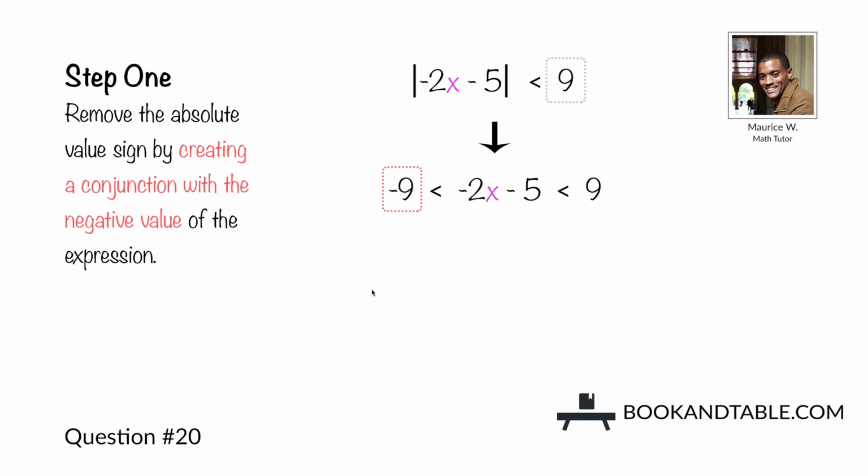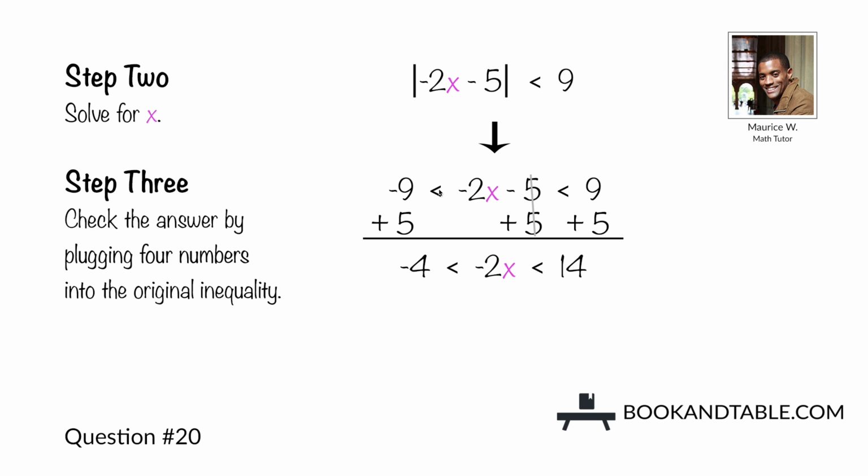Step 1. Remove the absolute value sign by creating a conjunction with the negative value of the expression. So when you have the absolute value sign accompanied with less than, you take the positive value you were given and give it a negative value on the left side of what is now a compound inequality or a conjunction. So after step 1, we no longer have our absolute value sign and we have a conjunction. And now step 2 is going to be to solve this inequality for x.